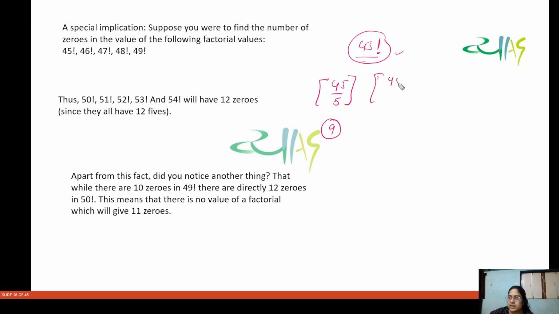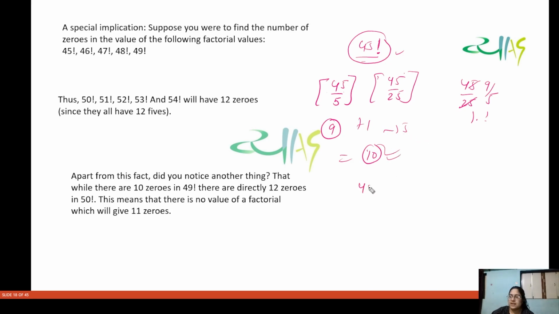And then divide 45 by 25. What are you going to get when you divide 45 by 25? 9 by 5, which is 1 point something. So the total number of 5s you are going to get is 10, and so the total number of zeros you are going to get is also 10.